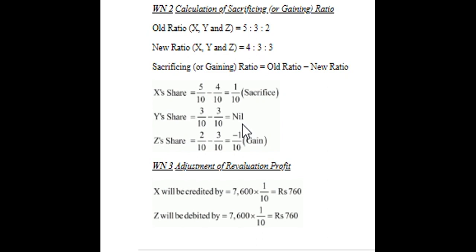There is no change in profit of Y. And for Z, it is 2/10 minus 3/10, which is minus 1/10. So that is a gain. So X is sacrificing 1/10 and Z is gaining 1/10, and there is no change in Y's share of profit. So now adjustment of revaluation profit. We got 7,600 in the last step, the net effect of revaluation. We got 7,600 and the 1/10 portion is the amount to be adjusted. So X will be credited by 1/10, 7,600 into 1/10, 760. And Z is the gaining partner. Z will be debited by 1/10, that is 760.